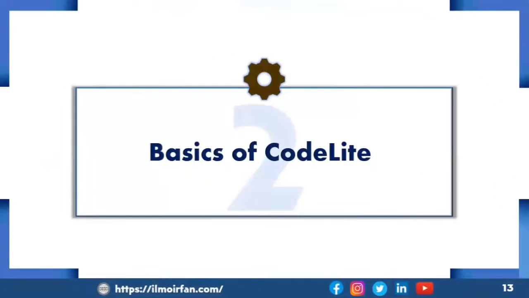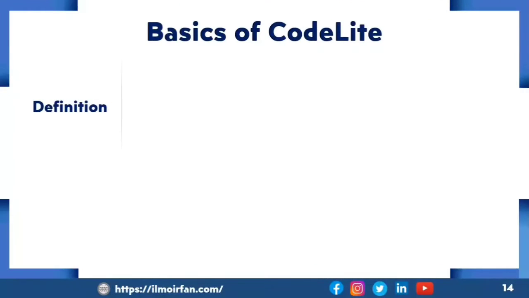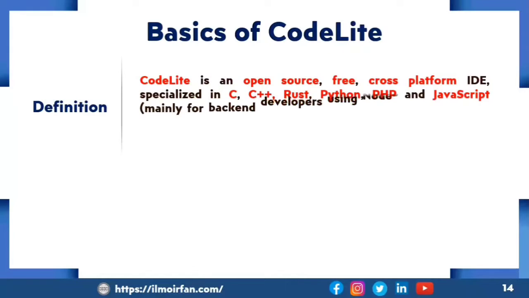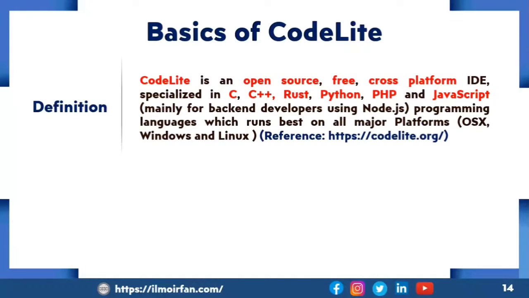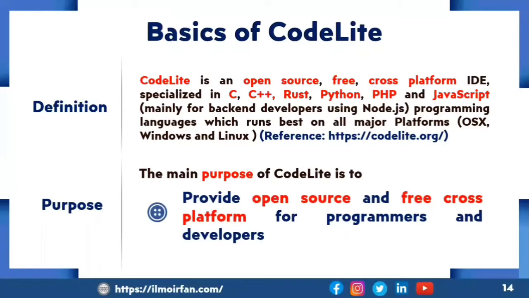Now I will discuss the second part of this lecture, that is basics of CodeLite. CodeLite is defined as follows. CodeLite is an open source, free, cross-platform IDE specialized in C, C++, Rust, Python, PHP, and JavaScript, mainly for backend developers using Node.js programming languages, which runs best on all major platforms, that are OS X, Windows, and Linux. The main purpose of CodeLite is to provide open source and free cross-platform for programmers and developers.